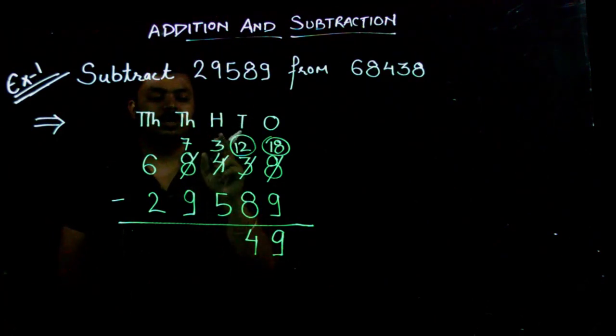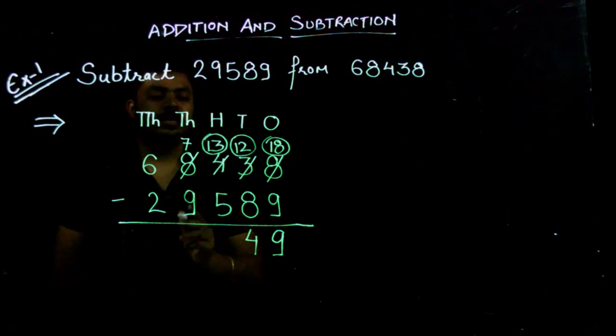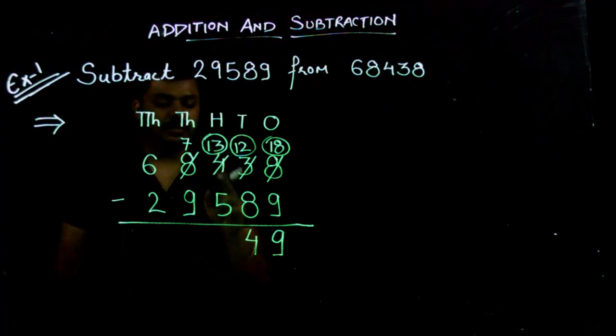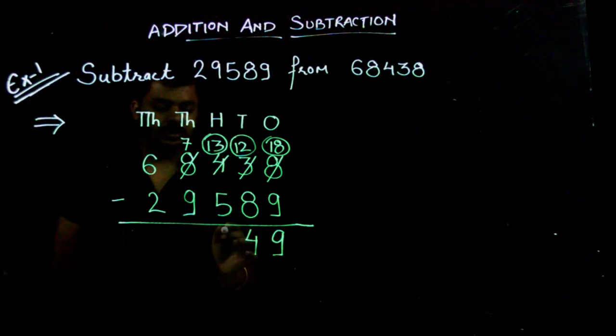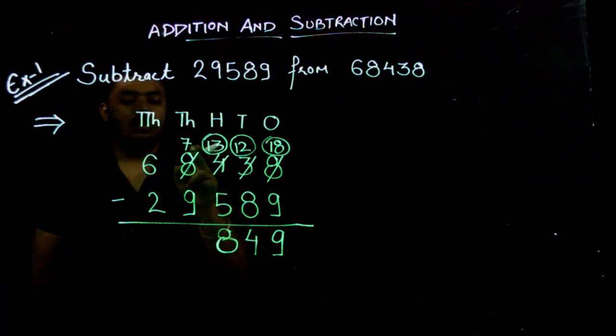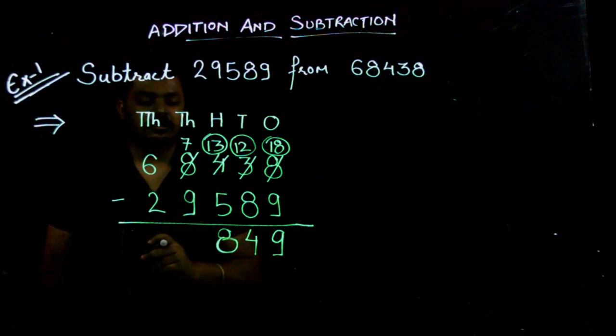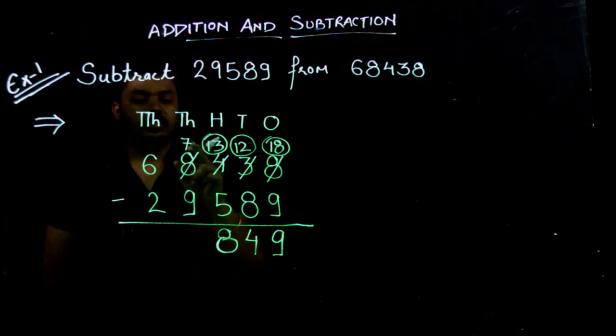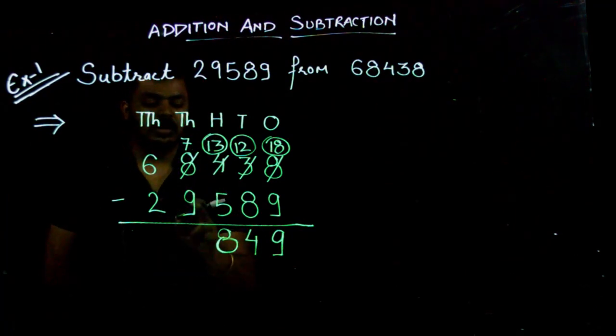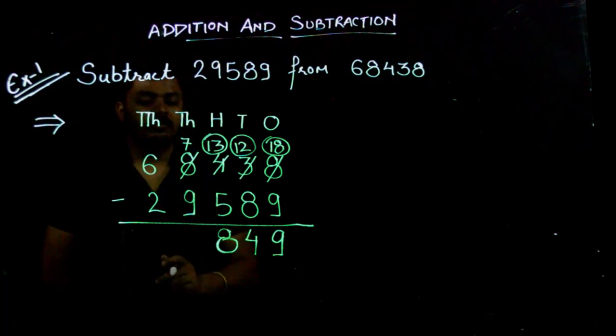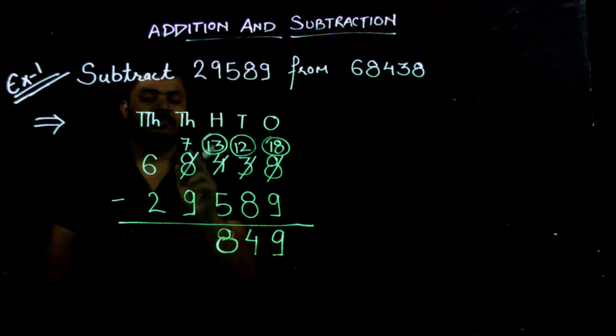So 1000 becomes 10 hundreds. So 10 hundreds plus 300s becomes 13 hundreds. So 13 hundreds minus 500s gives us 8. Now 7 thousands minus 9 thousands, that is from thousands column we have 7 minus 9. So 9 is greater than 7. So we cannot subtract 9 from 7.